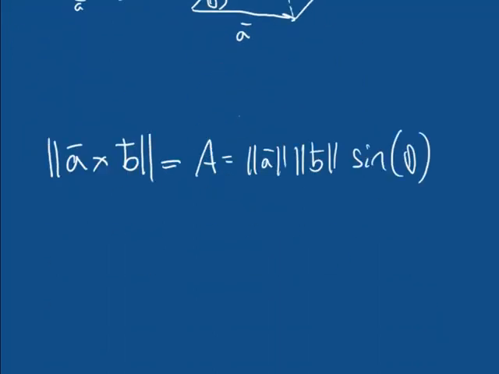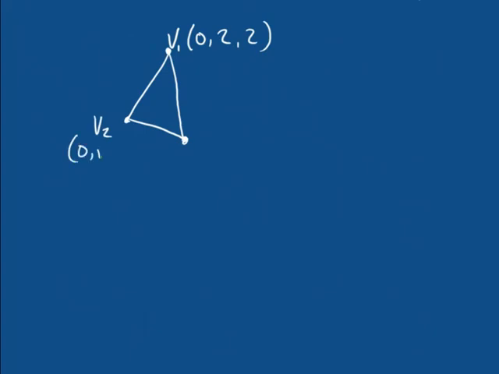So let's say, as I scroll down real quick, that I've got some triangle floating in 3D space, and that triangle is defined by the 3 points of that triangle. The first point is V1, and that has the coordinates 0, 2, 2. The second point is V2, which has the coordinates 0, 1, 4. And the third point is V3, which has the coordinates 1, 1, 2.